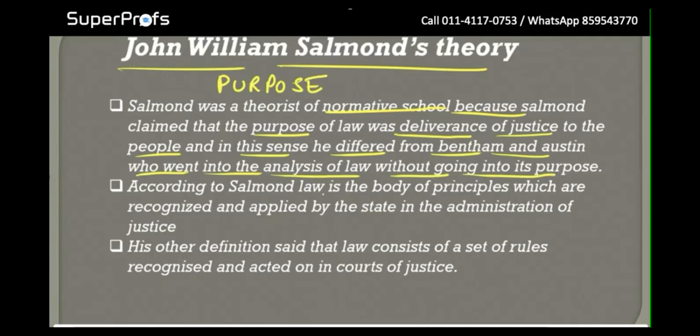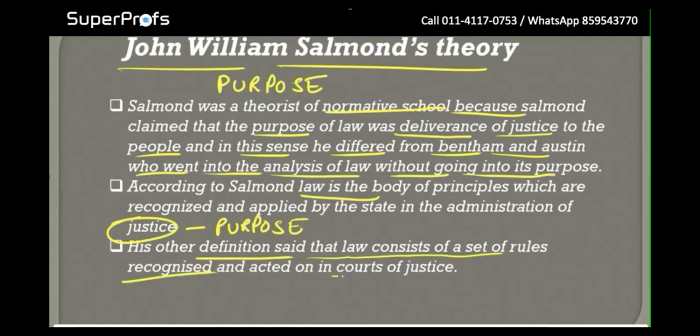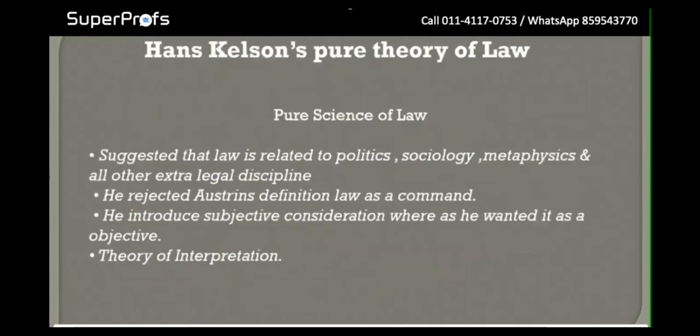Here he says that law is the body of principles which are recognized and applied by the state in the administration of justice. So again he's telling about purpose. He's telling mainly about why we have law. His other definition said that law consists of a set of rules recognized and acted on in the court of justice. So again, he is talking about the order in society, how the society should function properly.